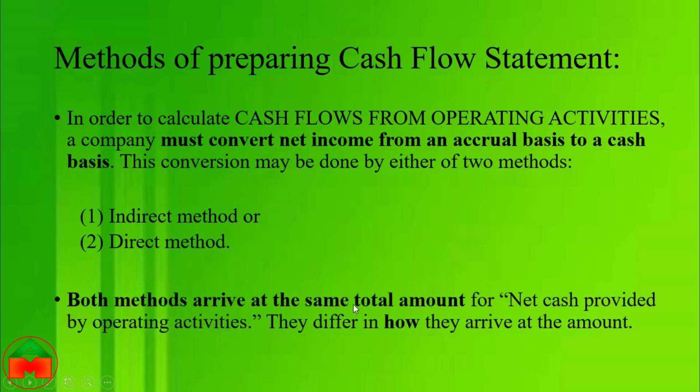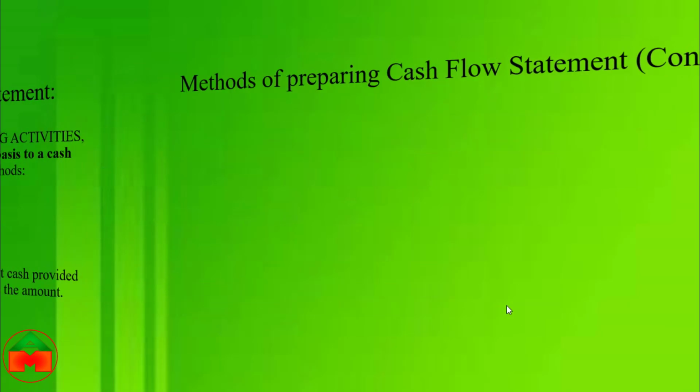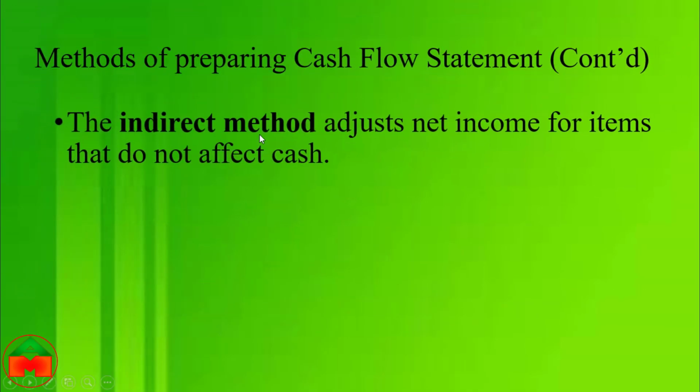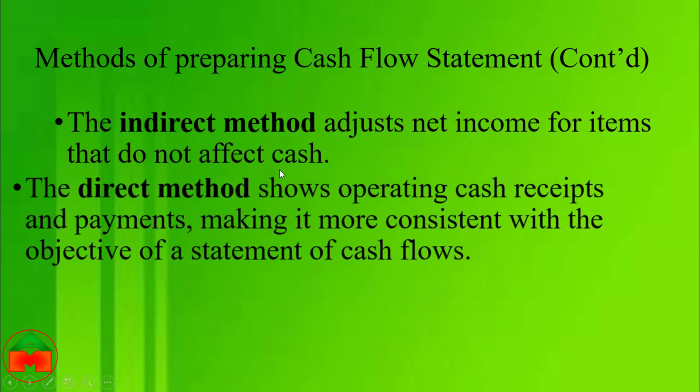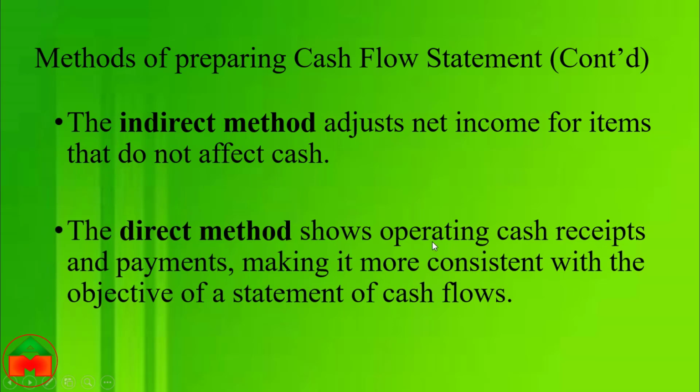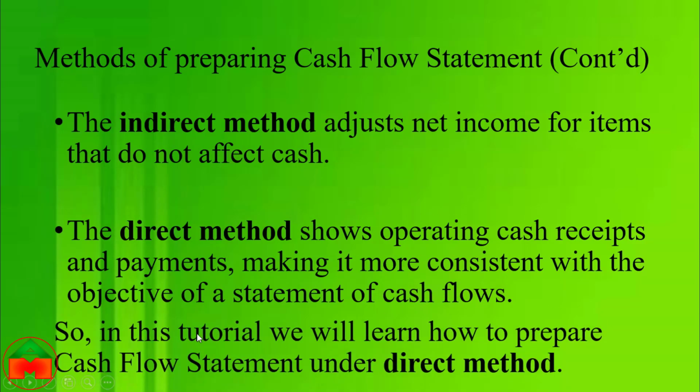Both methods arrive at the same total amount. Whenever we apply indirect method or direct method, the result will be same. Again, these methods are only applicable for cash flows from operating activities. The indirect method adjusts net income for items that do not affect cash. The direct method shows operating cash receipts and payments, making it more consistent with the objective of the statement of cash flows. So, in this tutorial, we will learn how to prepare cash flow statement under direct method.